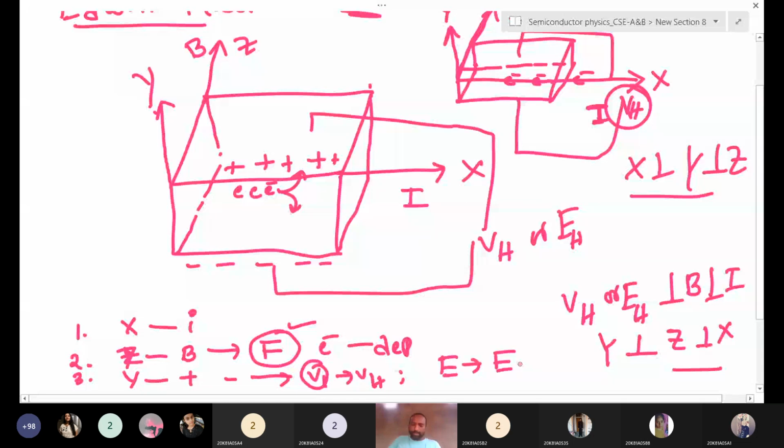Could you follow this? Were you able to understand the Hall effect? Yes.